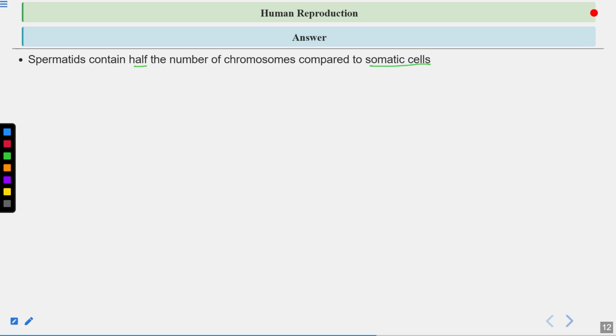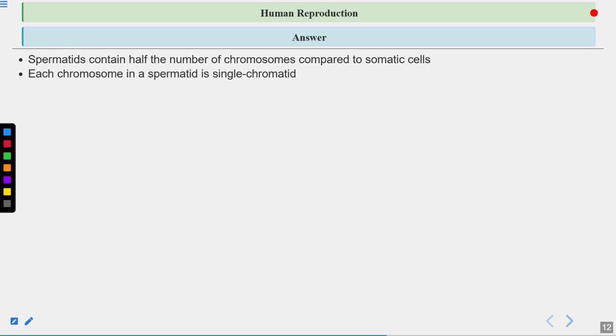As I have told you, there are two kinds of cells, somatic cells and germ cells. Somatic cells are diploid. They have 2n number of chromosomes, 46 chromosomes. These somatic cells are involved in growth. Germ cells are involved in reproduction. Spermatids, which are haploid, contain 23 chromosomes. So spermatids contain half the number of chromosomes compared to the somatic cells.